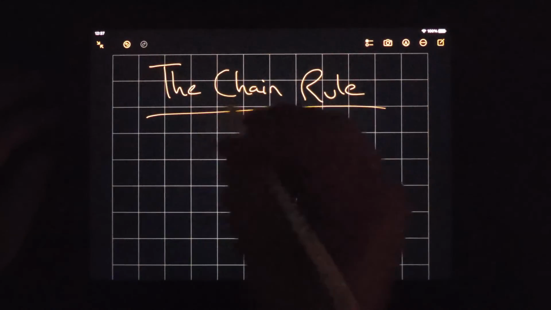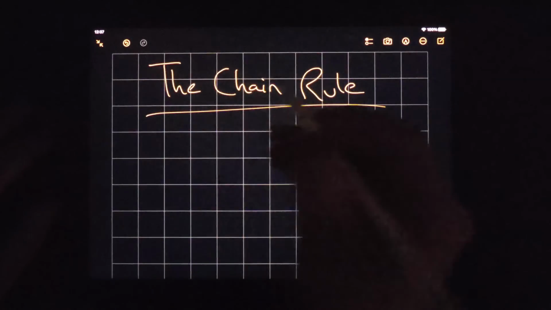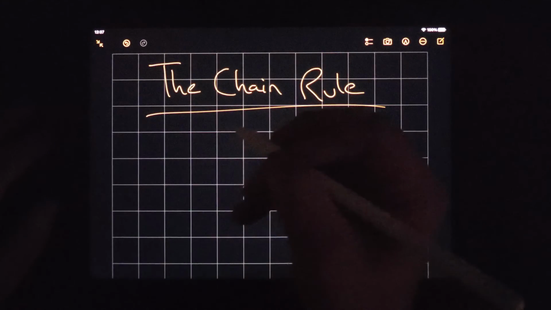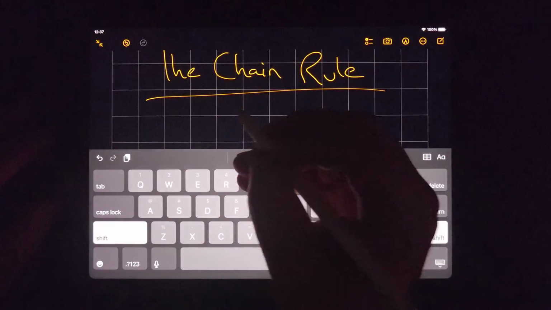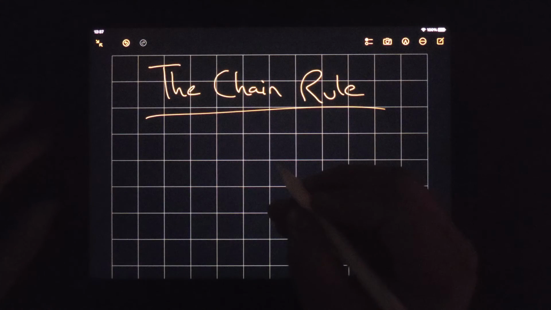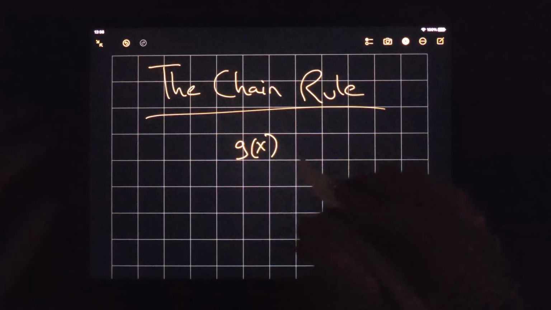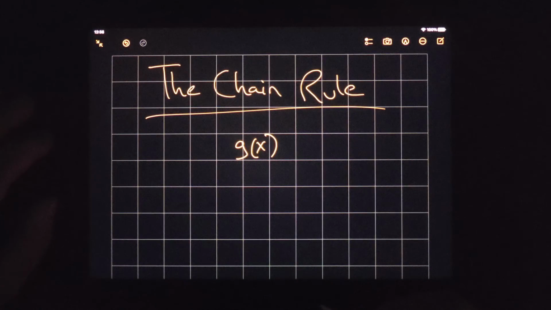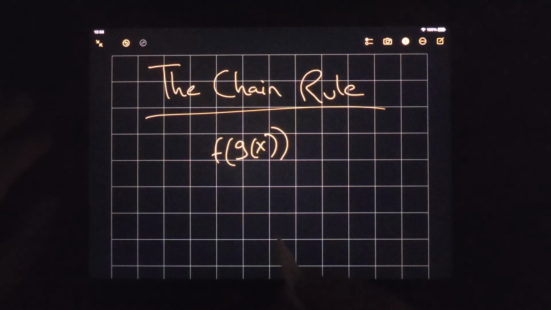So in this video we're going to be looking at the chain rule. The chain rule helps us with composite functions. So if we have a function in which we have, say, x, and g of x is our function that we have. Composite functions let us combine functions, so we can say f of g of x.